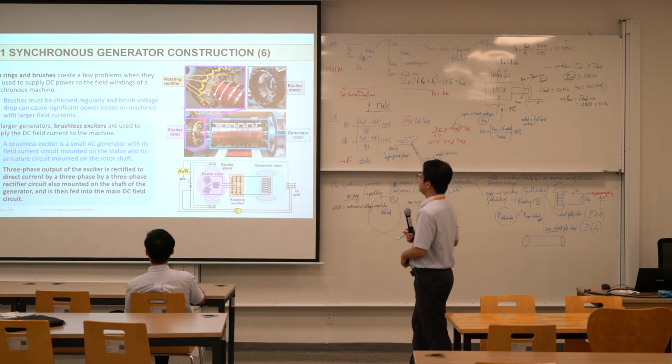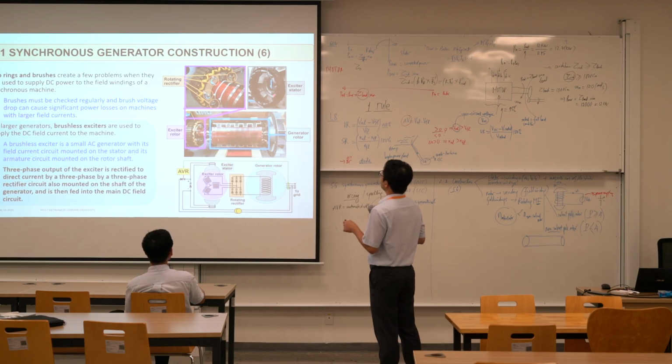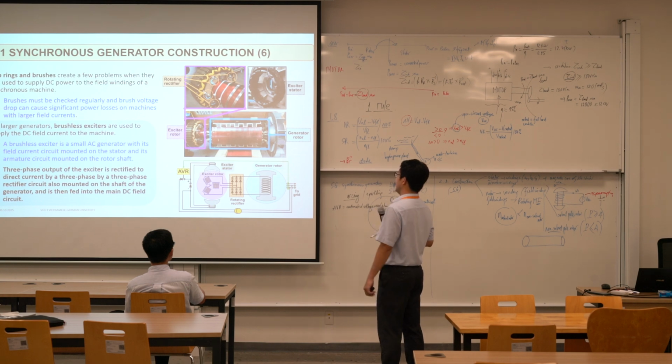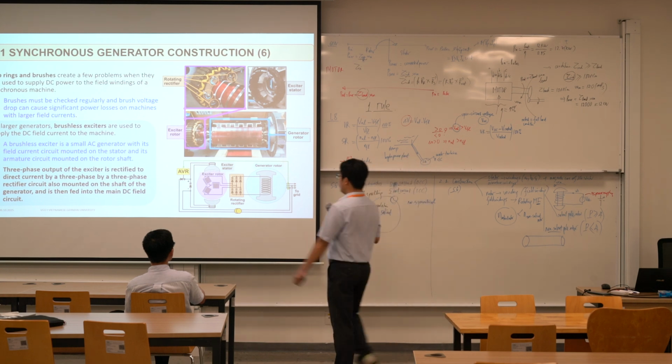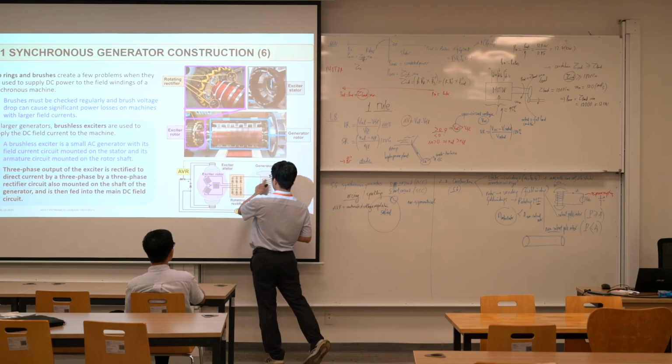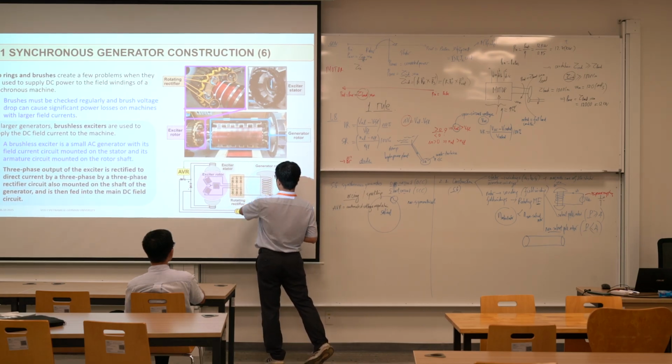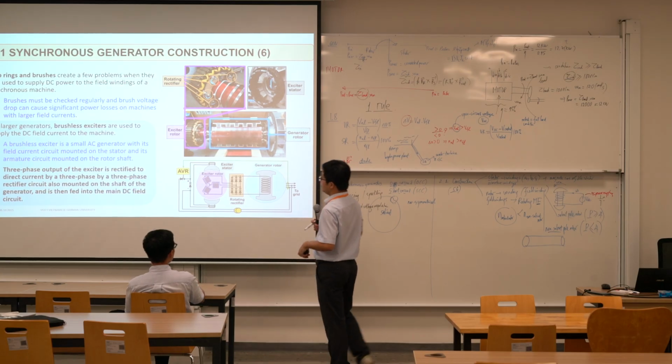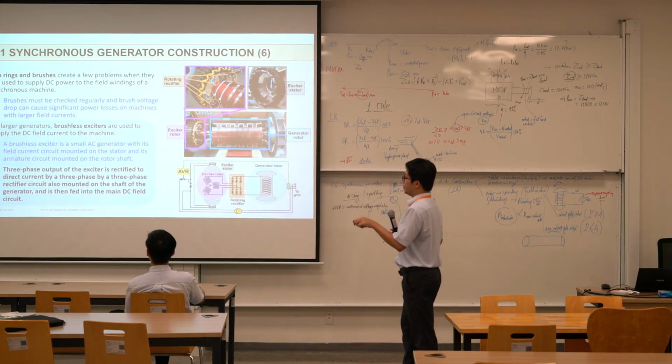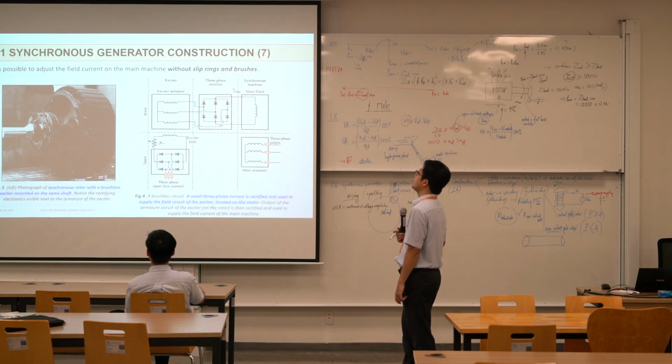This is the real picture. This is the generator rotor. This is the additional generator. We have the exciter rotor. Here we have the rectifier. This is the diode. So we rectify AC to DC and then supply the DC current into the main rotor. Of course, we have some explanation here, but you should read it yourself.